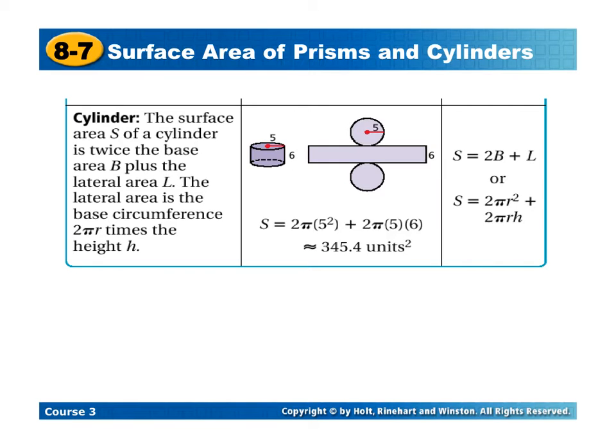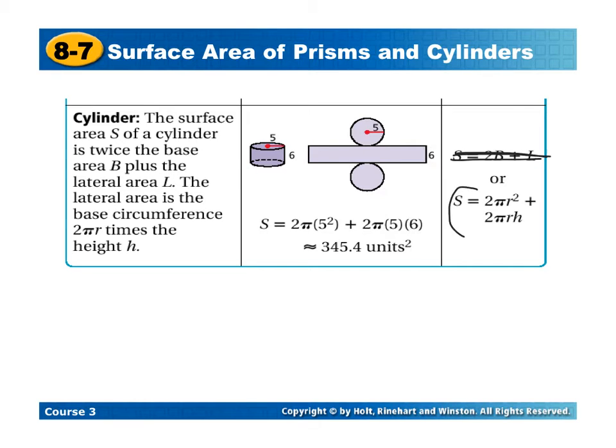Now this slide's going to show us the formula and stuff like that, just like we did for a prism. This first formula that they show, where surface area is equal to 2B plus L, is just referring to 2 times the area of the base plus the lateral area. You can definitely use that. I don't use that one a ton, but if it works for you, you can.